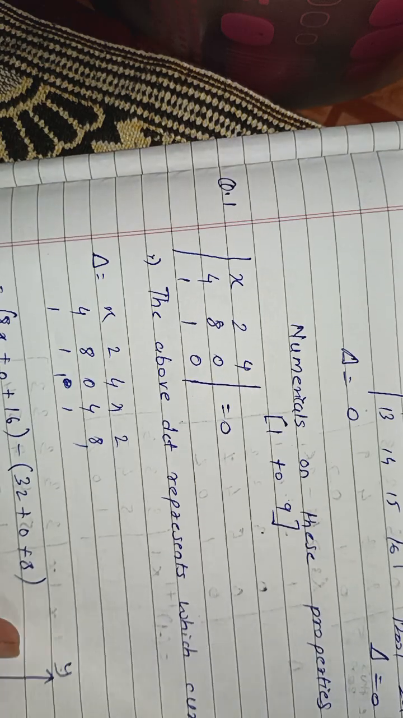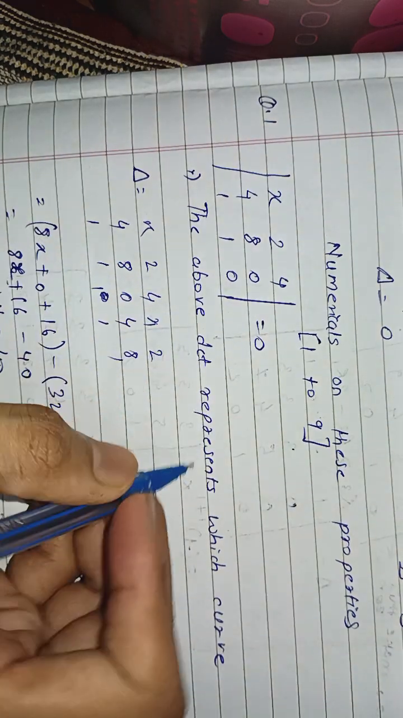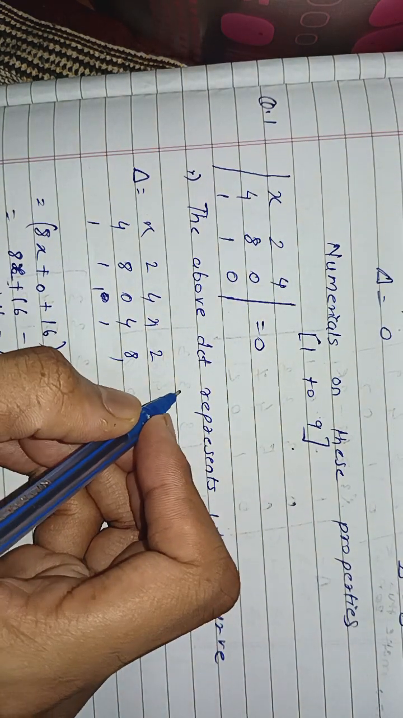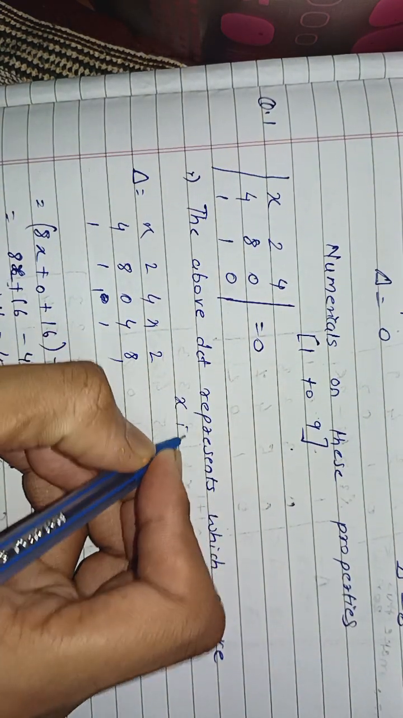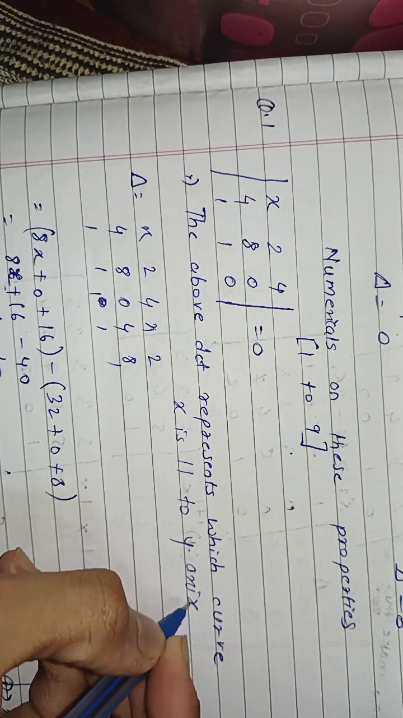So x is parallel to the y axis. So the answer will be: the above determinant represents which curve? Here the answer will be x is parallel to the y axis.